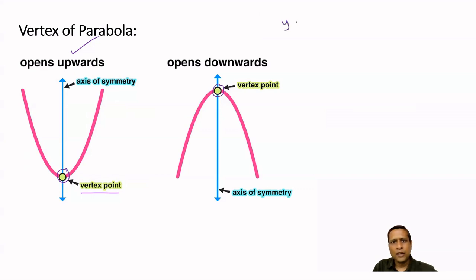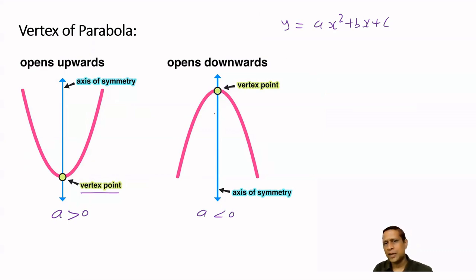a parabola or a quadratic function is of the form ax square plus bx plus c. Whenever a is positive, we have a parabola open upward. And whenever a is negative, we have a parabola open downward. Remember this. This is a very important thing.